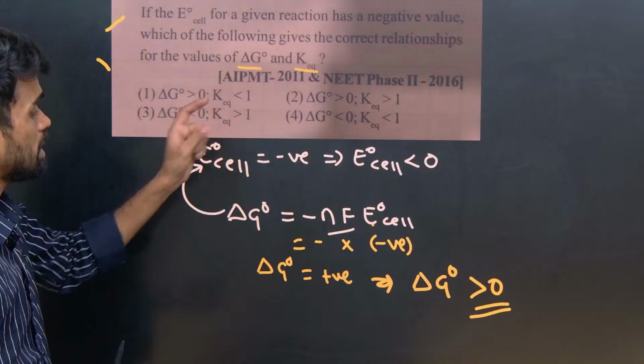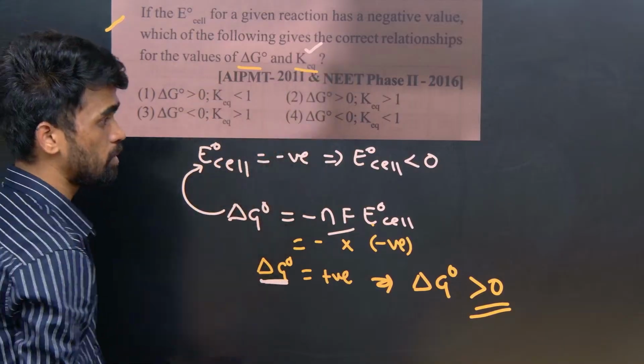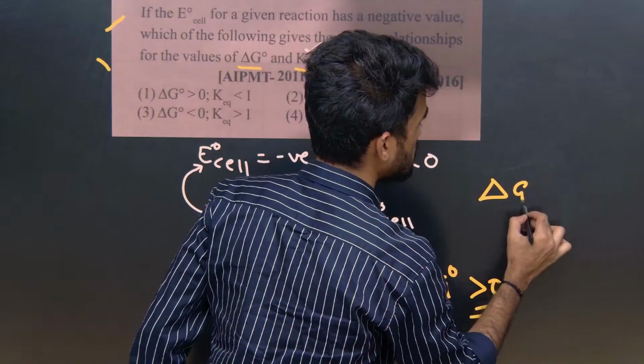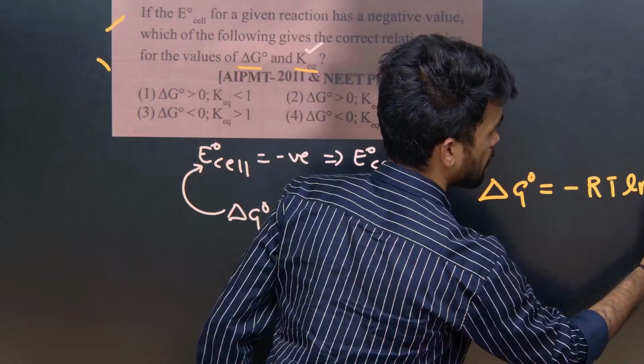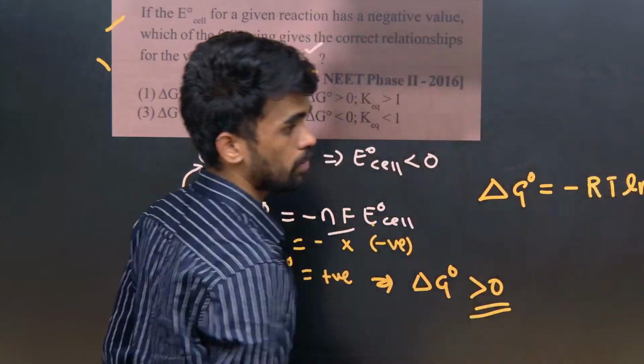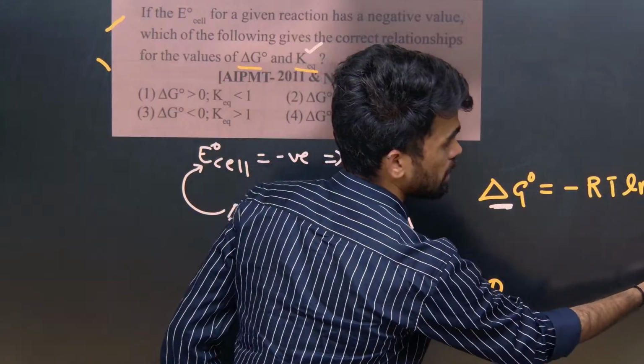Now what is the relation between delta G naught and the equilibrium constant K? We have delta G naught equals minus RT ln K. Ln K is nothing but the log of K equilibrium, right? So delta G has a negative sign with equilibrium, right?